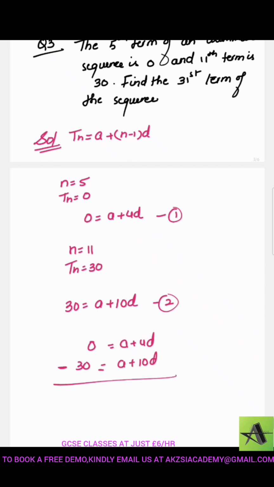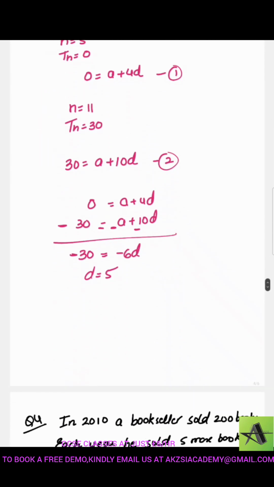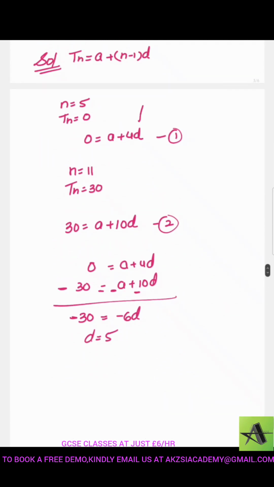Now just subtract. Minus 30 is equal to minus 60, and finally d is equal to 5. If d is equal to 5, I can substitute this value in either of the equations to get the value of a. I assume you are aware of simultaneous equations, and if you're not, I have already made a video on it, so I'm attaching the link in the description box and it will help you. Now substitute d here, and this will give me 0 is equal to a plus 4 times 5, which is 20, so a is negative 20.